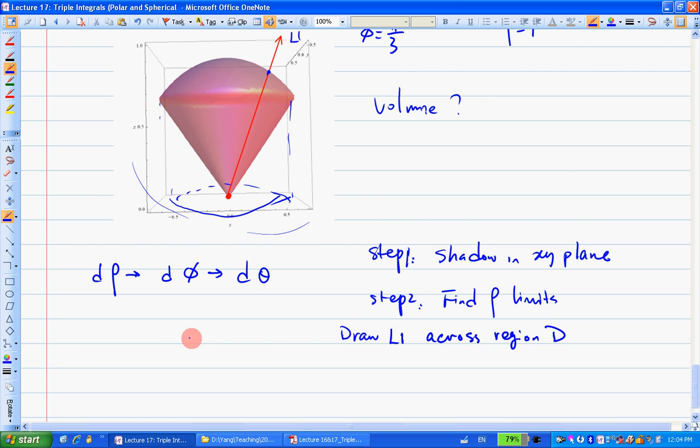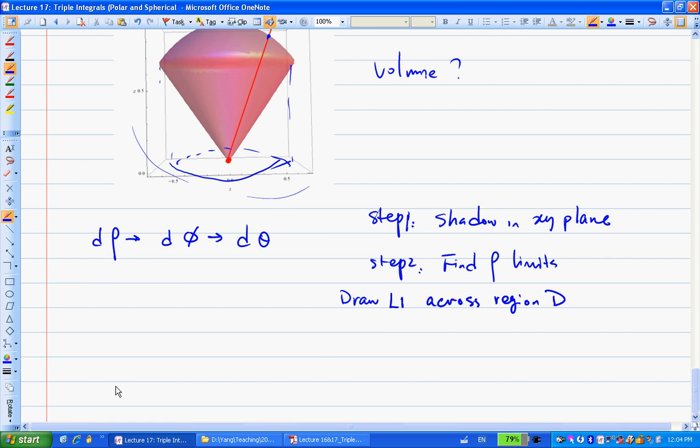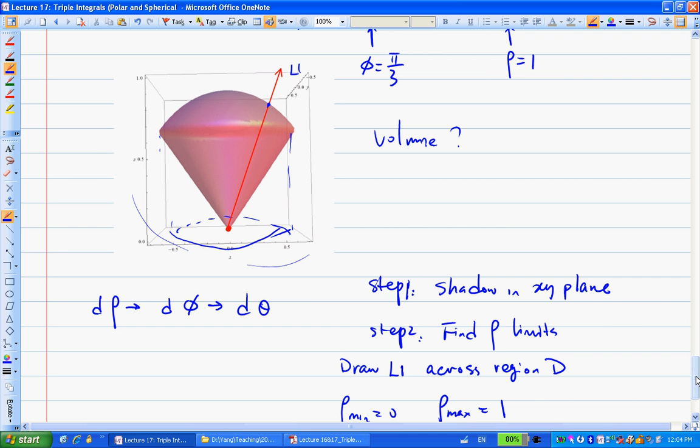So row min is 0, row max is 1. Okay, second step is like before. You do a sweeping now. You sweep the line that you drew.